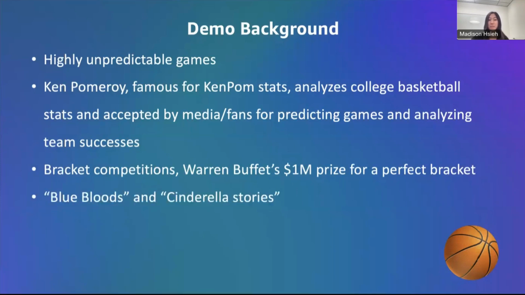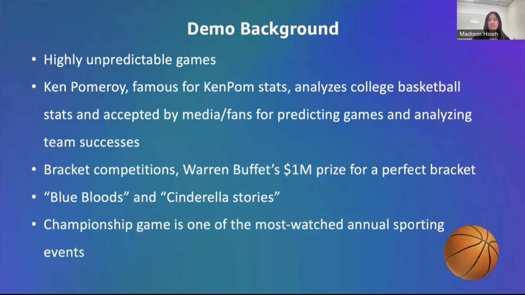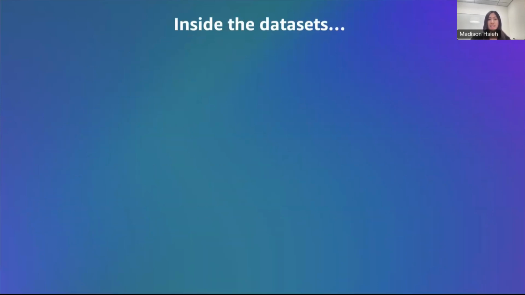And then there are things like Blue Bloods and Cinderella stories. Blue Bloods are schools that are historically really great at this tournament and really highly renowned basketball schools for college. And a Cinderella story in the tournament is a school that is possibly the underdog, beating another really popular team to advance towards the end. Another highlight here is that the championship game is one of the most watched annual sporting events. So this gives a good background of why this is interesting and something that might be really cool to see if we can get a good scenario out of. And so now we'll look inside the data sets.